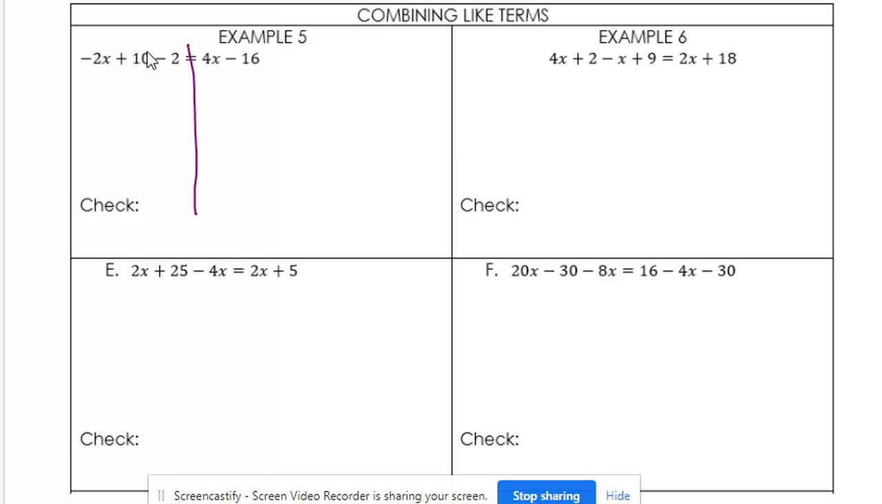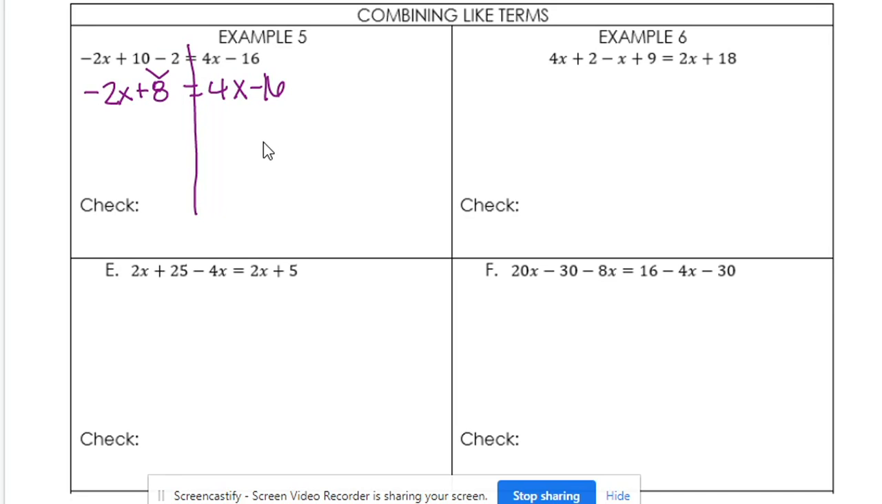We have two coefficients both on the left side, so we can go ahead and combine them since they're on the same side. So we have positive 10 and negative 2. And if we combine positive 10 and negative 2, that becomes a positive 8. We have a negative 2x we need to bring down, and this equals 4x minus 16.